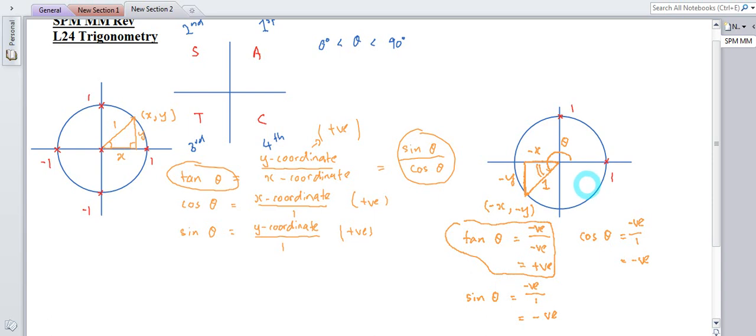Okay, for the fourth quadrant, you can try yourself. You will get only cosine is positive. So I hope that you remember this one, ASTC. You can use a lot of methods to remember this. You can think this way: Add Sugar To Coffee, or All Students Take Calculus, and so on. As long as you can remember it well, you can follow your own way.